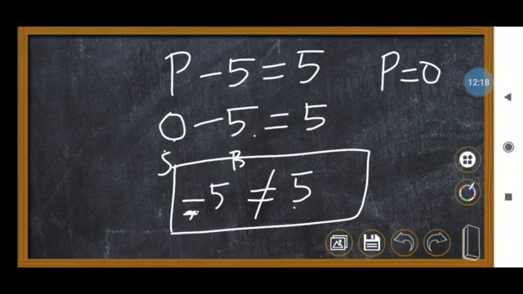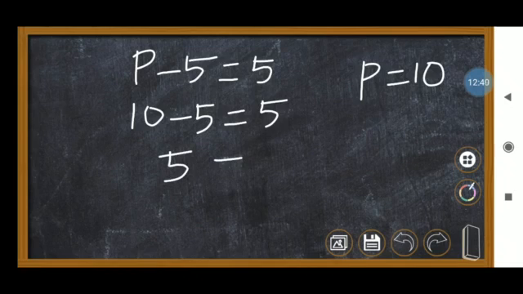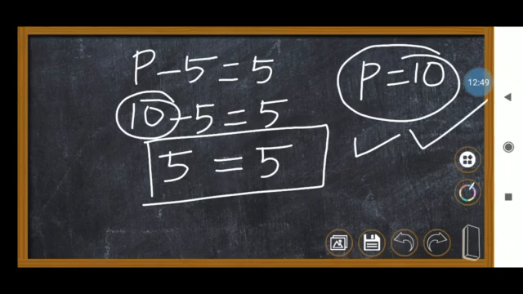So minus 5 will not be equal to plus 5. Okay students, the next value we are going to see is 10. P minus 5 equal to 5. For the P value 10, just put 10 here. 10 minus 5 is equal to 5. So 10 minus 5, 5 equals 5. So this equation will satisfy. So under the value of 10, this equation will satisfy. Okay, so we found the answer.